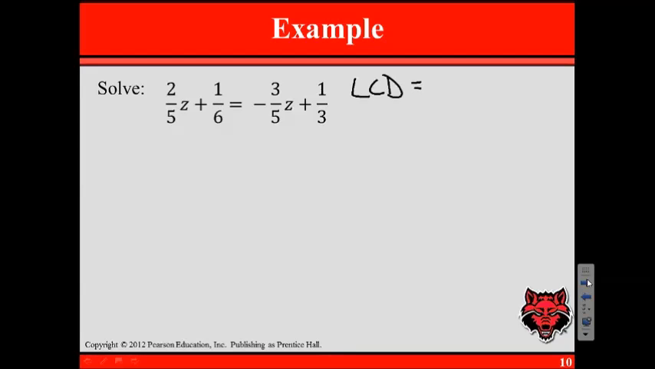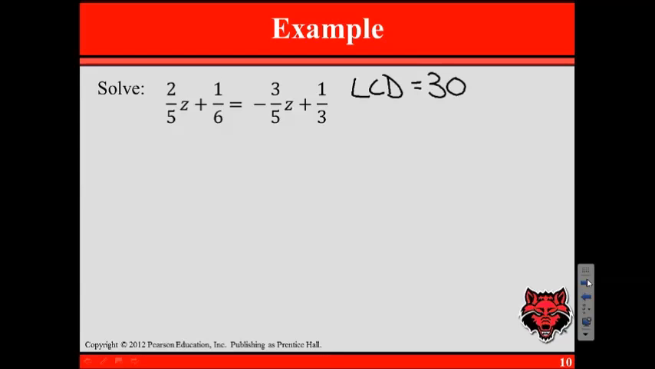In this example, we have 5, we have 6, and we have 3. So we would need to find the least common multiple of 5, 6, and 3. After you spend some time making your factor trees, multiplying your prime factors together, you would find that the least common denominator is 30.